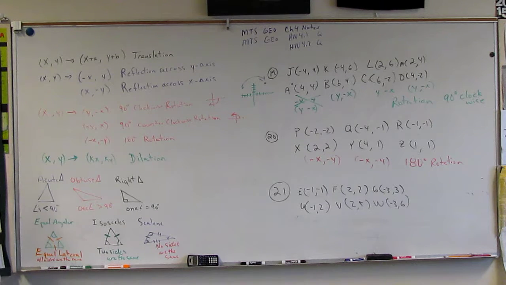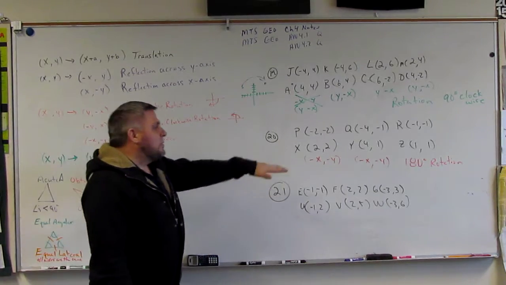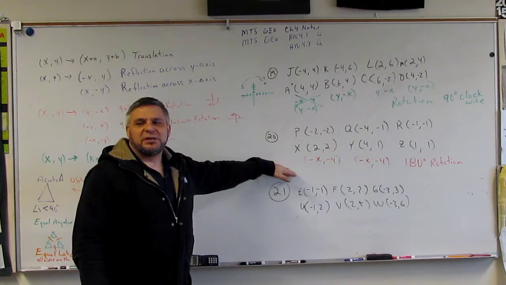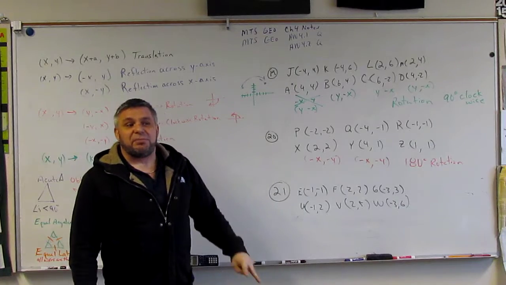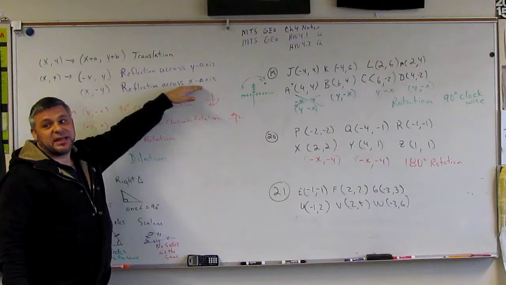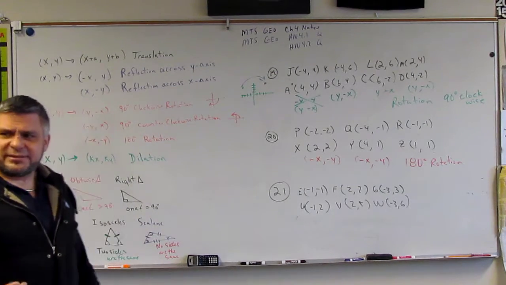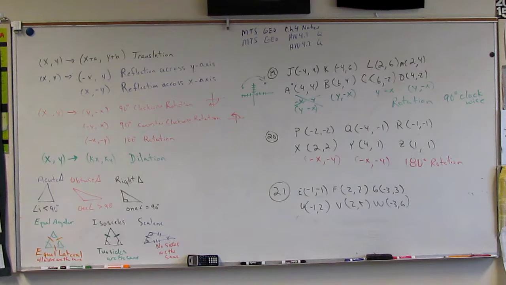Okay? But I think the book wants you to just think about it in one thing. And if they're asking for one transformation, it would be 180 degree rotation. Two transformations, it would be a double reflection. You could either go across the y and across the x, or across the x and across the y. Does that make sense? Okay? The last one.